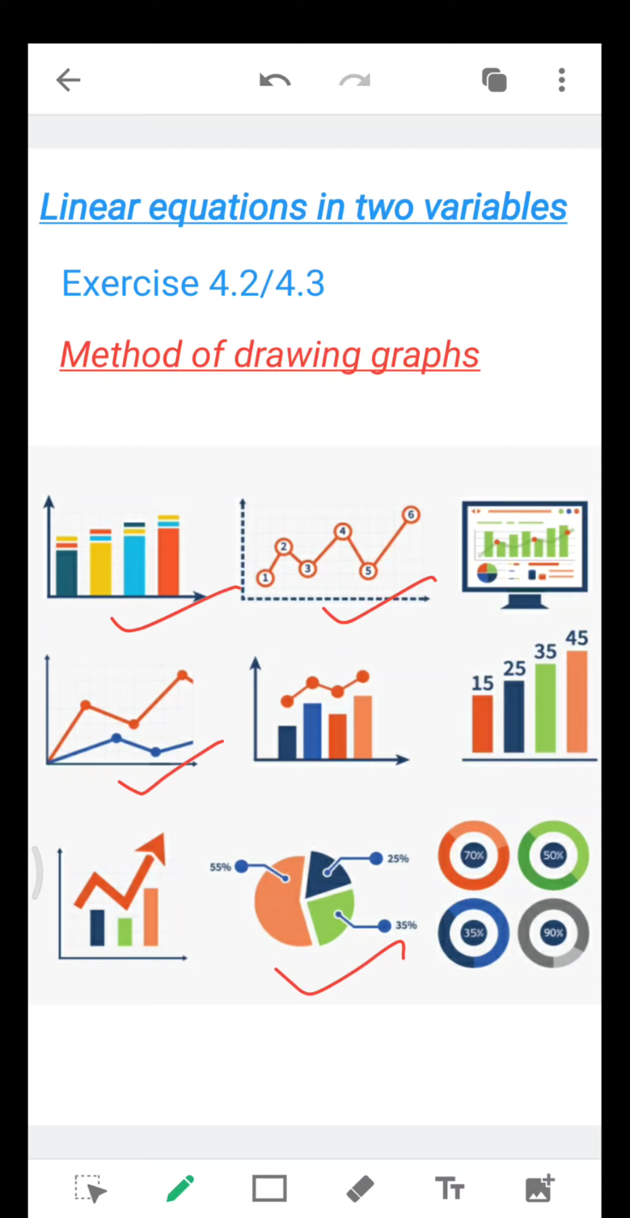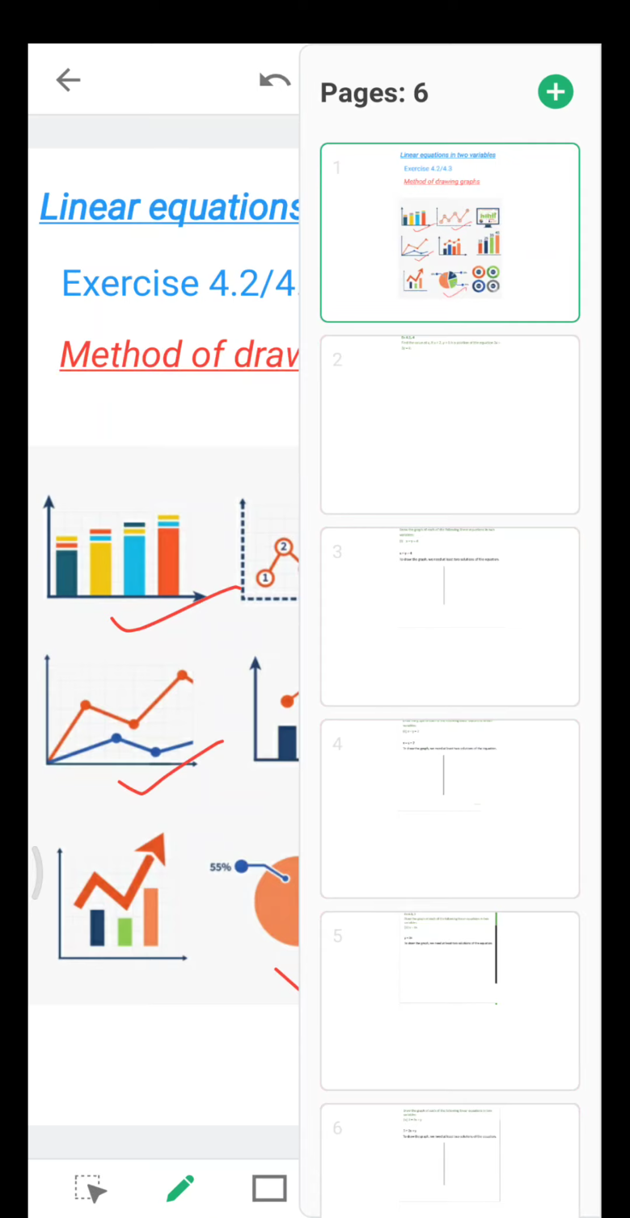But today we are going to see a new method of drawing graphs in linear equations. So we'll see how to draw graphs for linear equations in two variables. Till now we were drawing the graphs for the data which we have collected. In statistics we have drawn the graph of the data which we collected, okay, but now we don't have the data, we have an equation, okay.